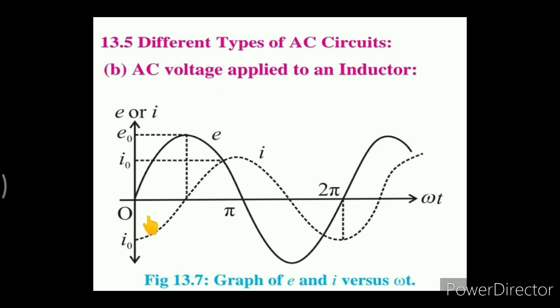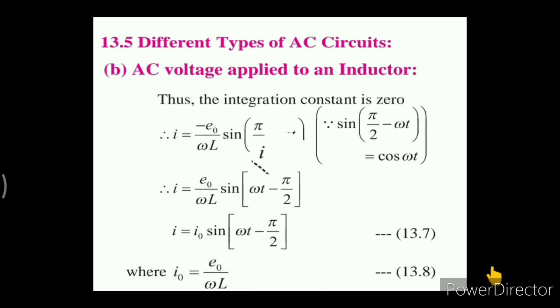Or we can say that the voltage across L leads the current by a phase angle of pi by 2 radians or 90 degrees, as shown in this figure. As we have in the last equation, the instantaneous value of the applied voltage is E0 sin omega t, and the value of current is I0 sin(omega t minus pi by 2).